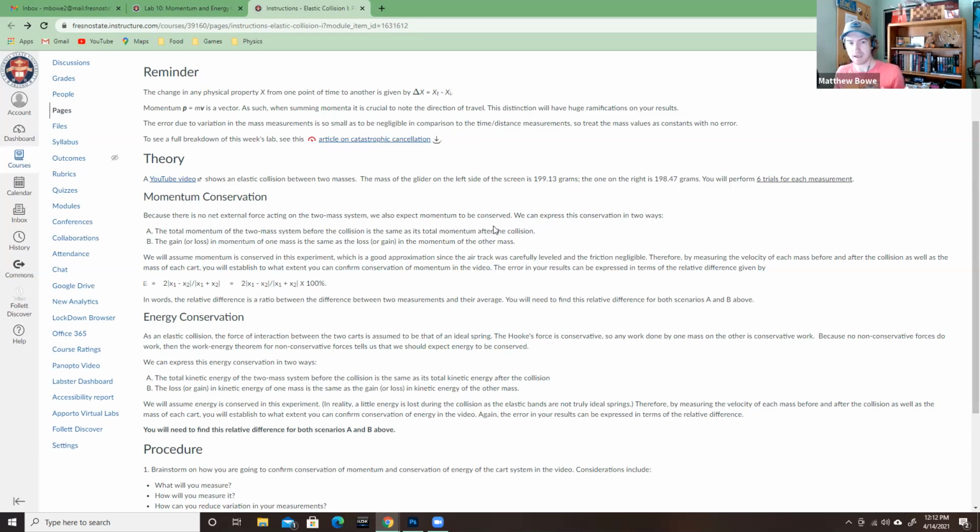Okay, so that's case A. We could try doing that and see what we get. And case B is just that the gain or loss of momentum in one cart or one mass is the same as the gain or loss of momentum in the other mass.